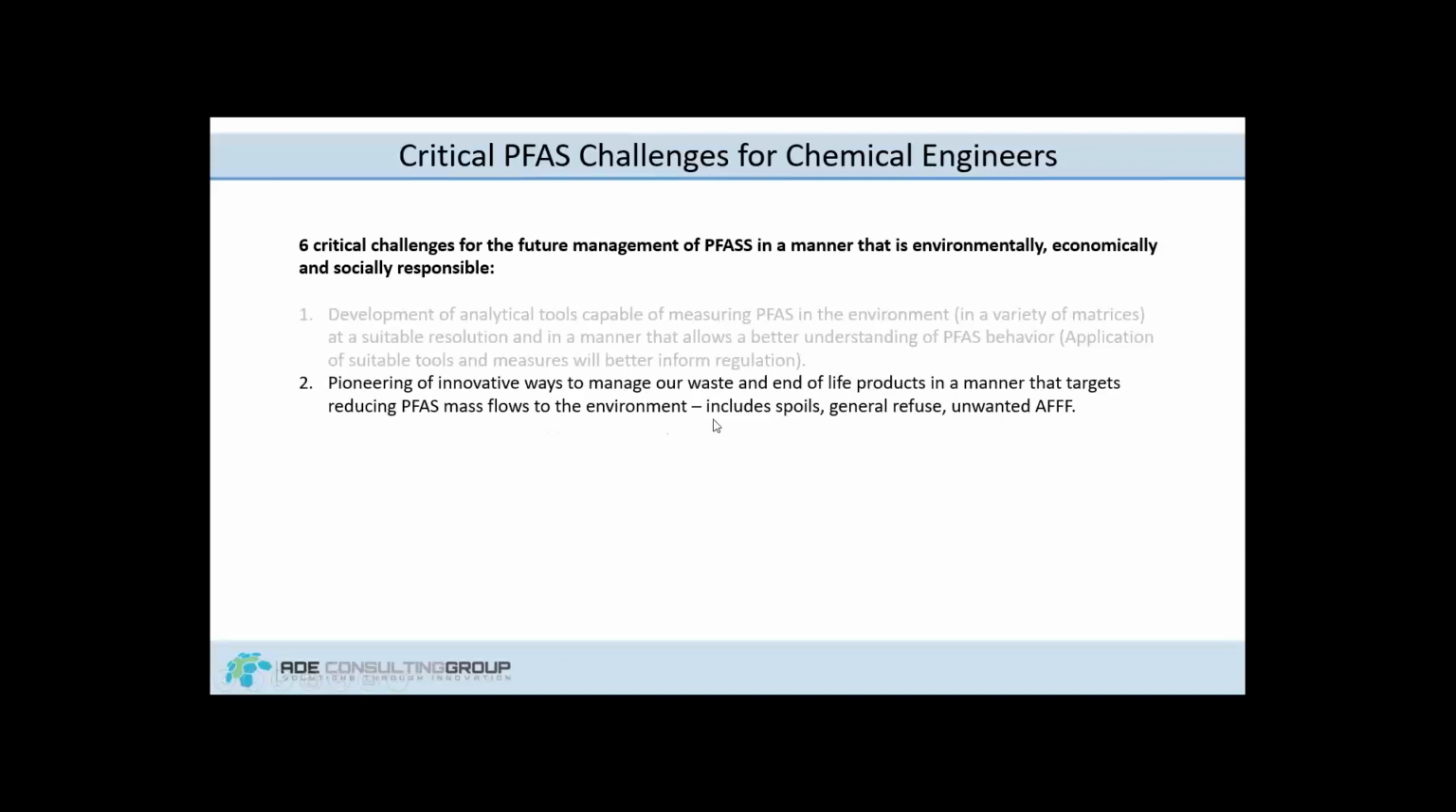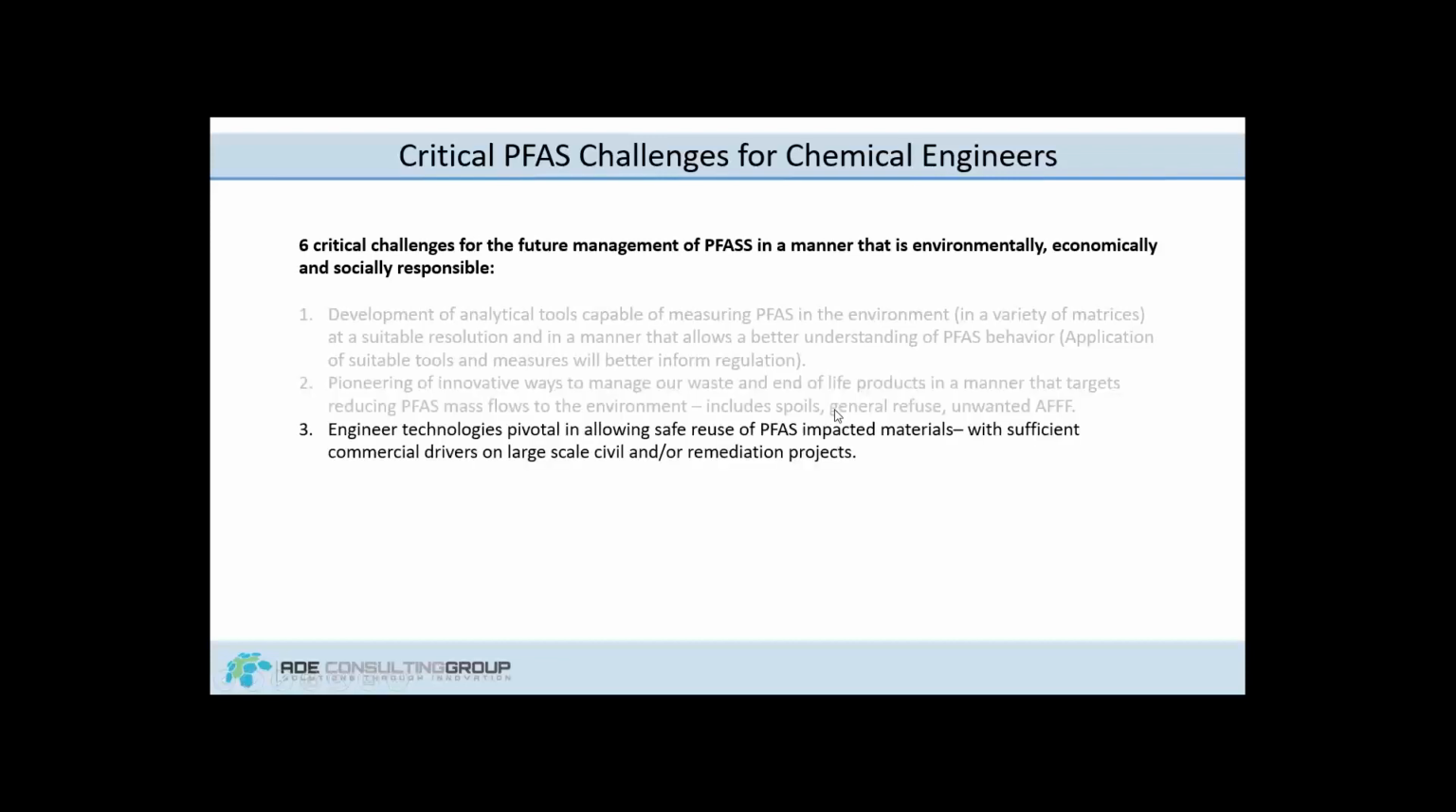We need to pioneer ways to innovatively manage our wastes and end-of-life products to reduce PFAS mass flow to the environment. So this is either removing PFAS from those wastes or looking at spoils, waste, and unwanted AFFF and how we manage it. So rather than throwing in landfill, are there better ways? And if it does have to go to landfill, how do we manage those risks there?